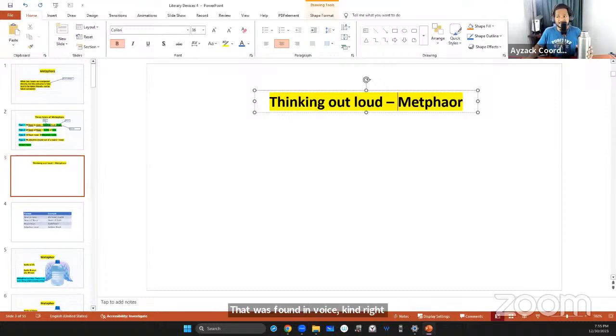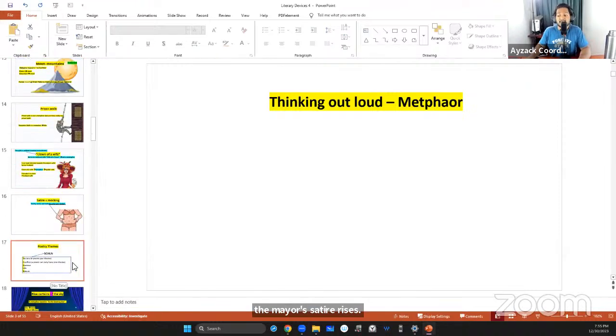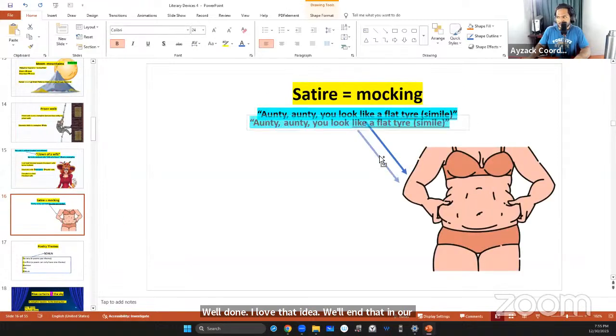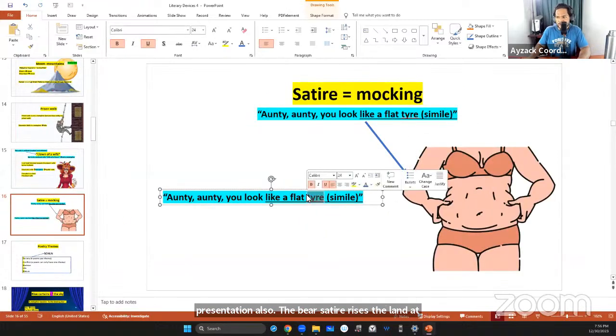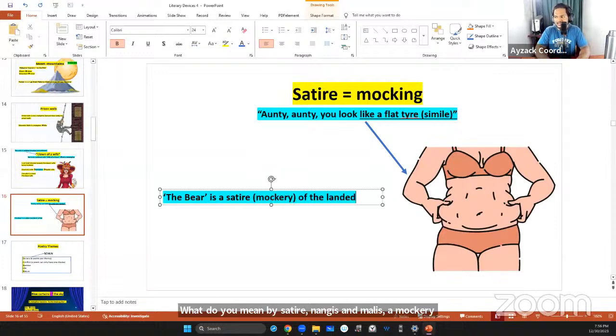You're right, Zaid. The bear satirizes. Well done. I love that idea. We'll add that in our presentation also. The bear satirizes the landed gentry, right? The Bear by Anton Chekhov, we can even write this down here. The Bear by Anton Chekhov is a satire of the landed gentry. What do you mean by satire, Nangis and Mallis? A mockery, right? A mockery of the landed gentry. What do you mean by the landed gentry? Take this note down, Nangis. The landed gentry are the land-owning class.